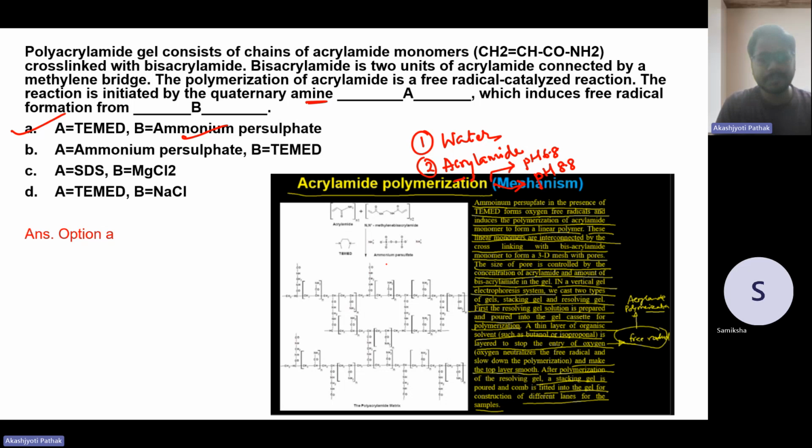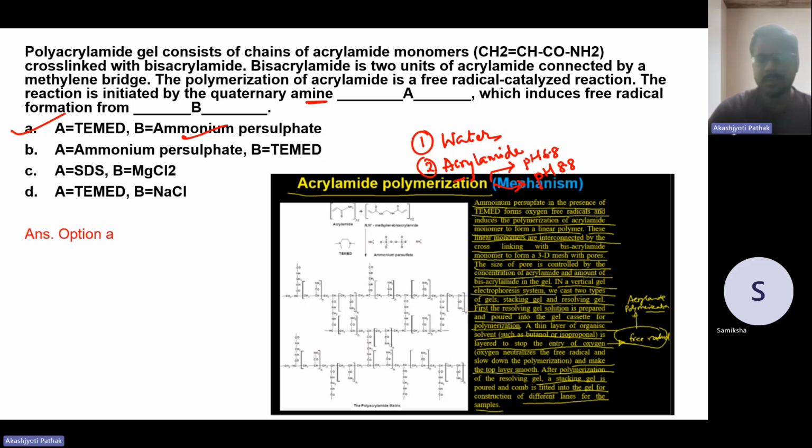Once you add TEMED and ammonium persulfate, ammonium persulfate generates your free radical, and the reaction initiation is done by TEMED. Ammonium persulfate in the presence of TEMED forms oxygen free radicals and induces the polymerization of acrylamide monomer to form a linear polymer. These linear polymers are interconnected by cross-linking with the bisacrylamide.